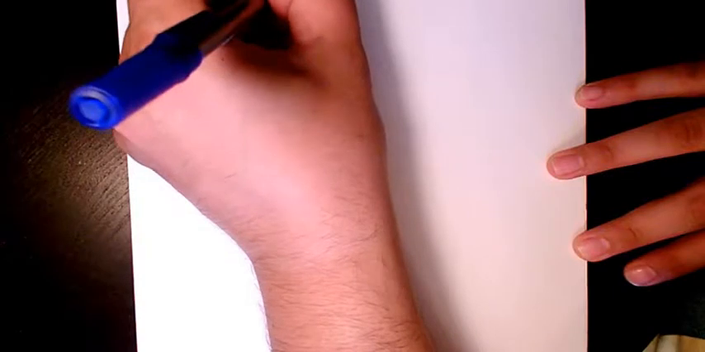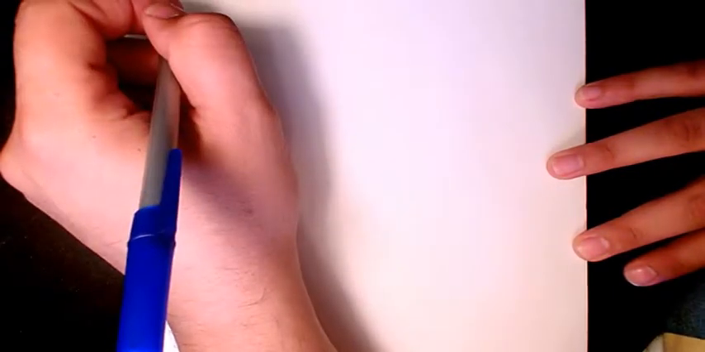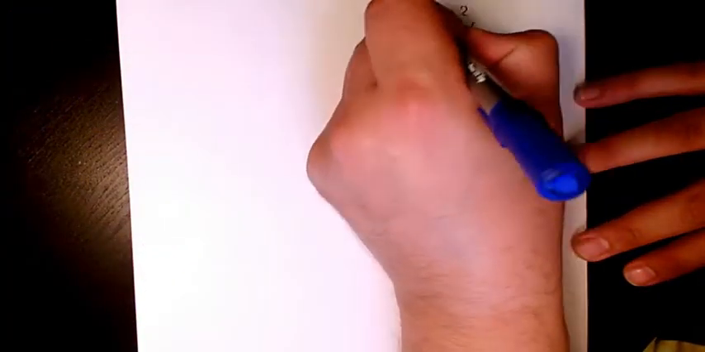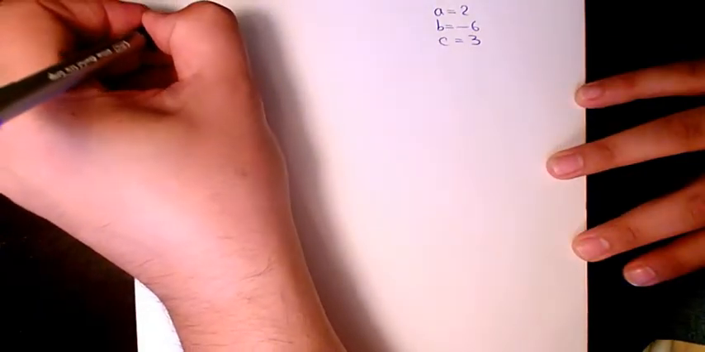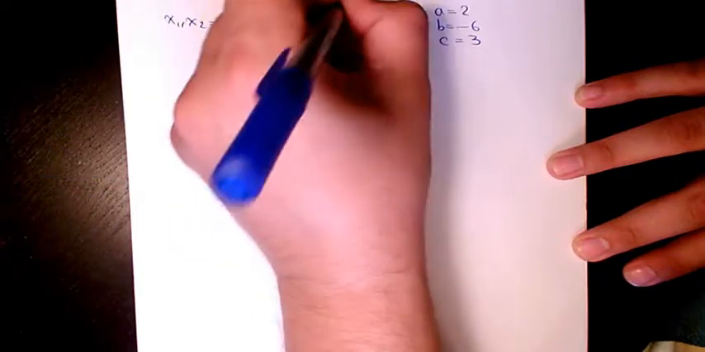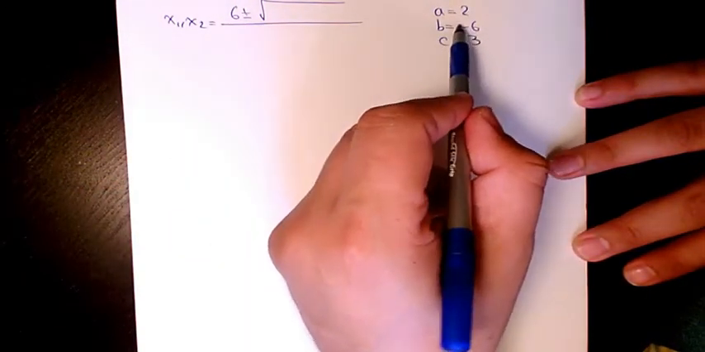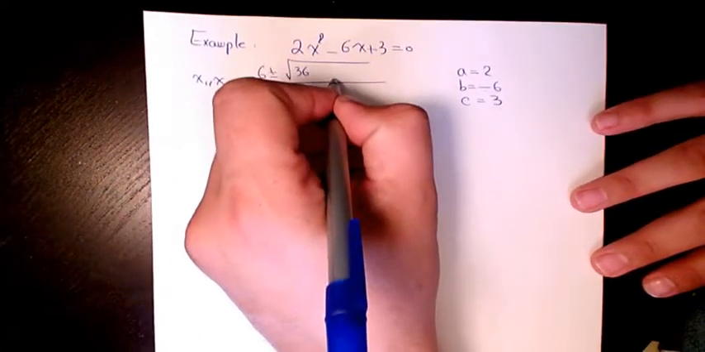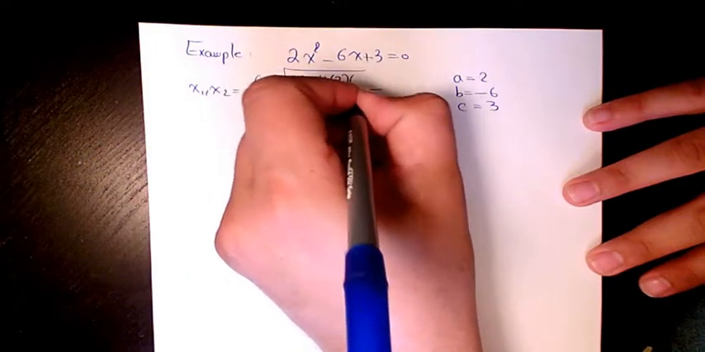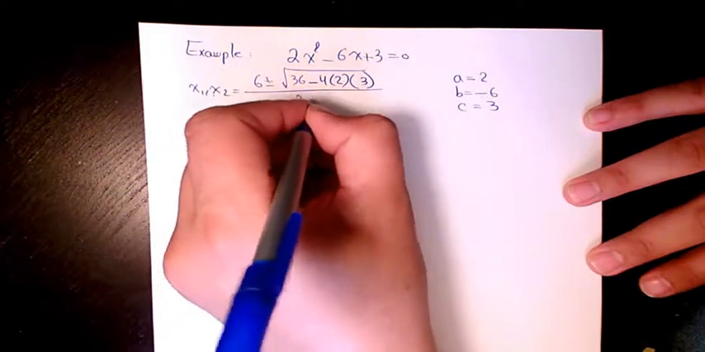I have 2x squared minus 6x plus 3 equals 0. So a is 2, b is negative 6, c is 3. So x1 and x2 will be 6 plus minus the square root of b squared, which is negative 6 squared. Negative 6 squared is 36, minus 4 times a times c, which is 3, divided by 2 times a.